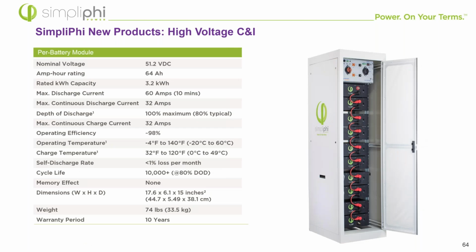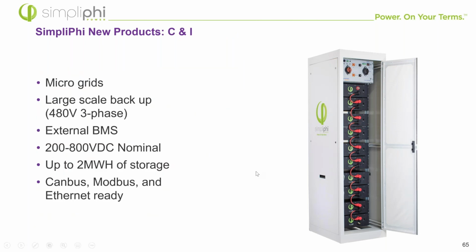Okay, another one of our newer products, the high voltage commercial industrial use products. These are the same building blocks that we typically use in our other batteries. This is actually a 3.2 kilowatt hour building block, but instead of putting them in parallel, we allow for these batteries to go in series. So when we put them in series, we actually have some limits here where we can go. We can go 200, 800 VDC nominal, building these blocks up.